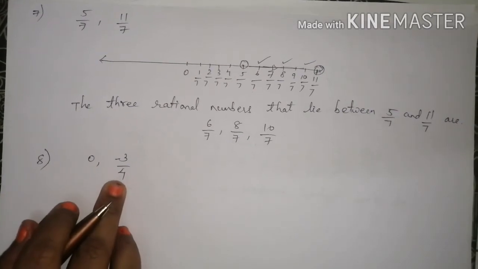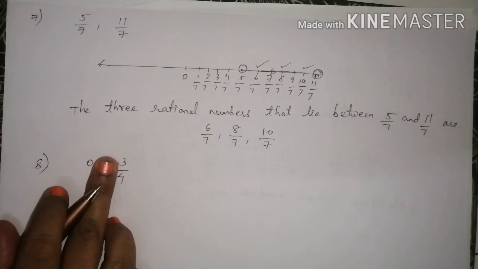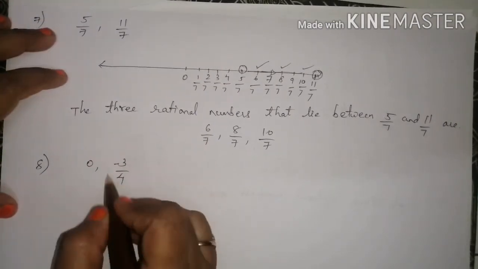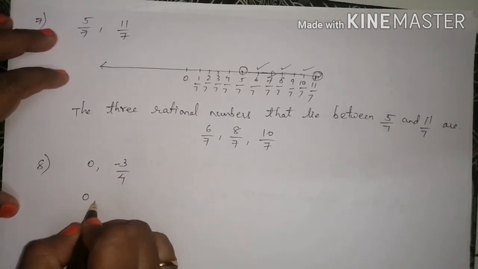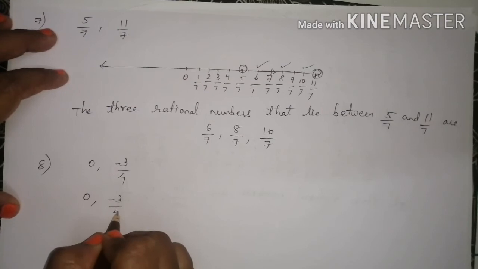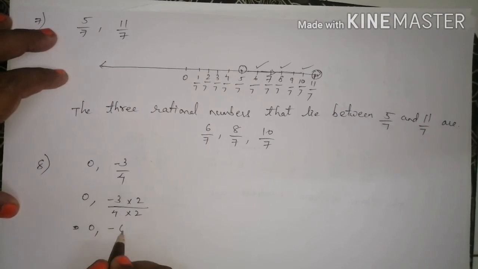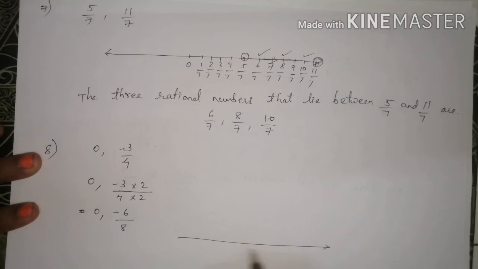Now between 0 and minus 3 upon 4 you are getting only two rational numbers. One is minus 1 upon 4 and minus 2 upon 4. We want 3. That is why what we'll do, we'll multiply this fraction by 2. Keep the 0 as it is. This you will multiply by 2. So you will get 0 and minus 6 upon 8.